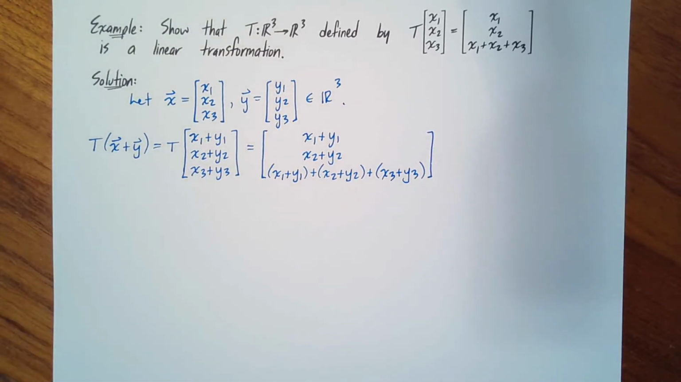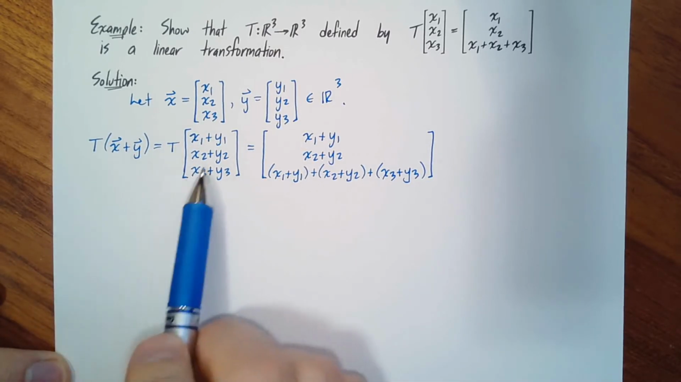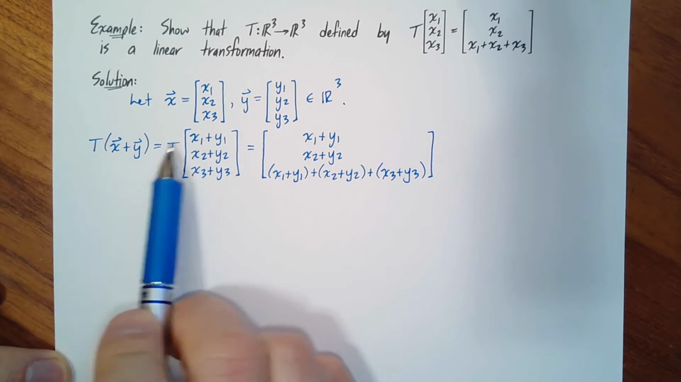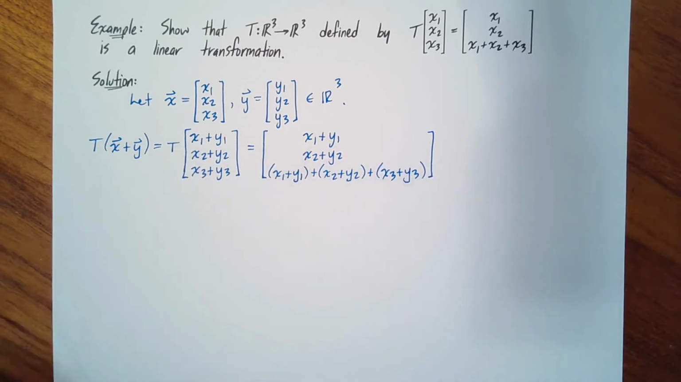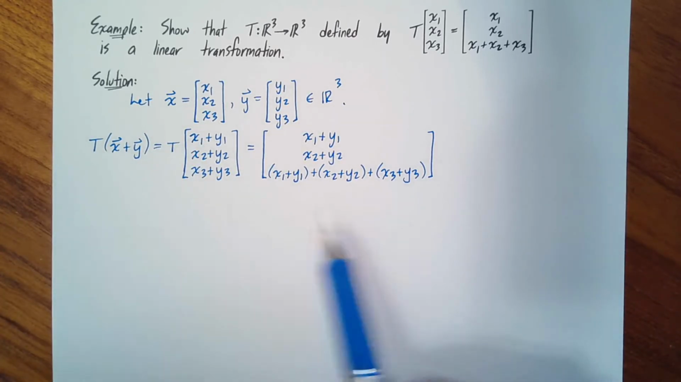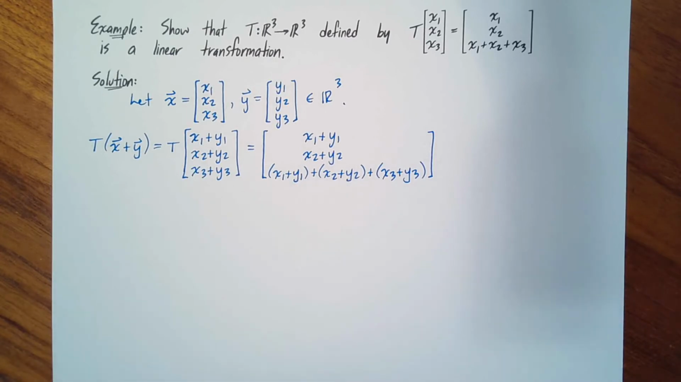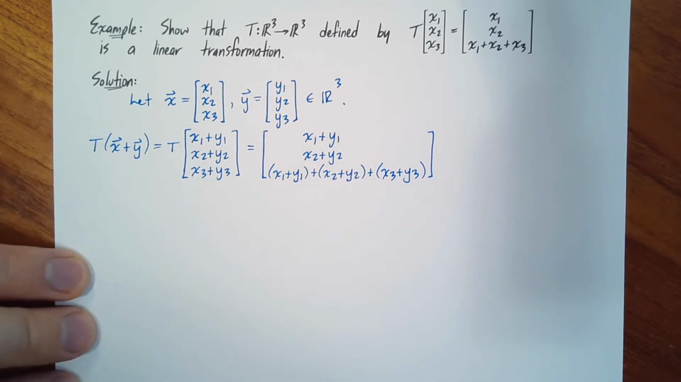Okay, so that is t of x plus y. We've first added the vectors x and y to get this vector, then t got applied to it to give us this. Now, remember what our goal is. We want to end up turning this into t of x plus t of y, so we're going to probably split this up into the sum of 2 vectors somehow. So let's follow the same approach as what we did before.